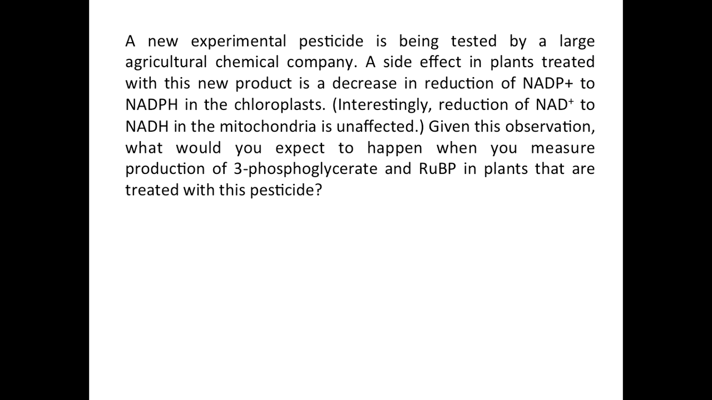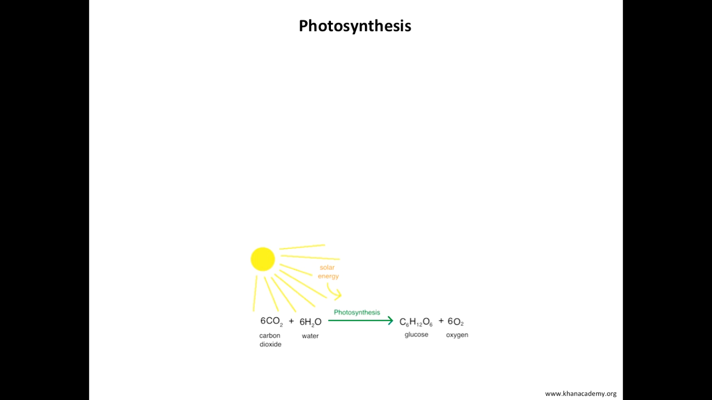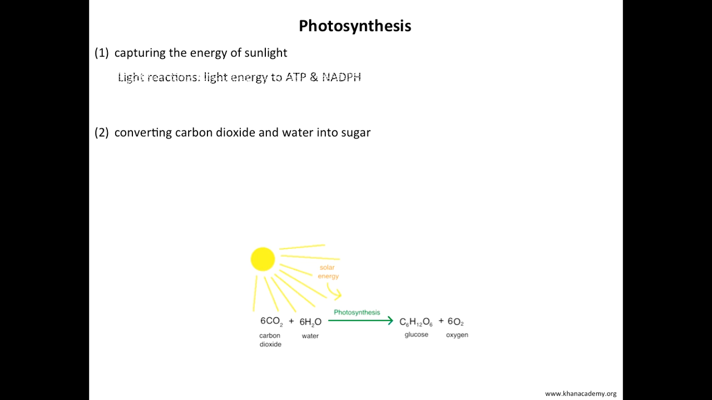Before we answer this, let's take a quick look at photosynthesis. Photosynthesis is an anabolic process. The energy of sunlight is captured and used to convert carbon dioxide into more complex compounds like sugar. So two things. One, capturing the energy of sunlight, and two, converting carbon dioxide and water into sugar. There are actually two reactions.